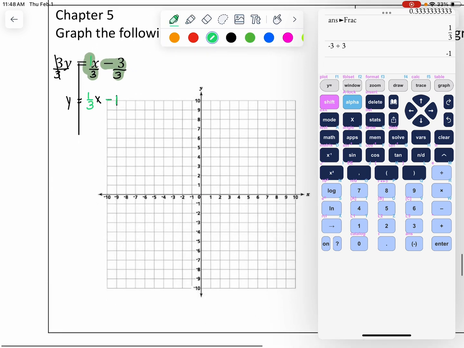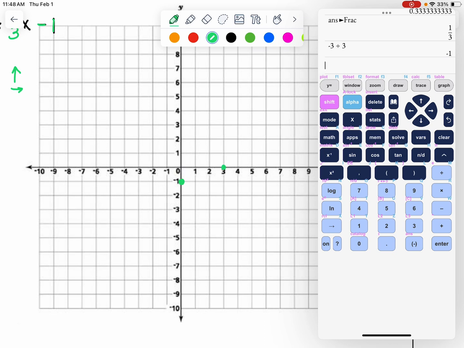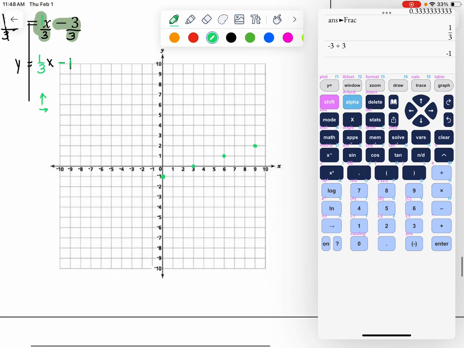And now we're going to graph that. So our y-intercept is negative 1. This tells us to go up 1 and to the right 3. We'll do that again. And why not again? Connect. You can go down and left if you want to.